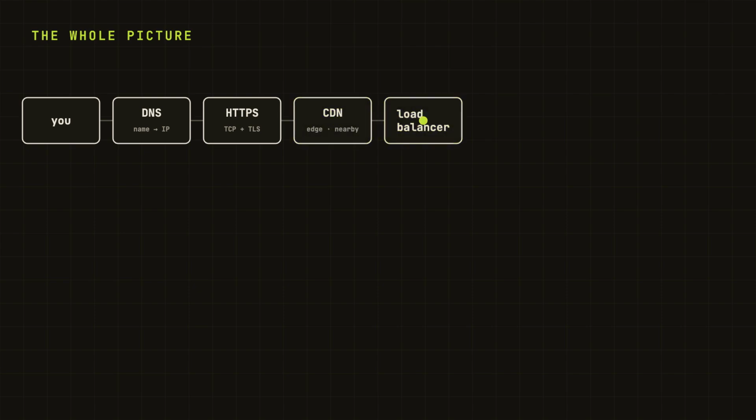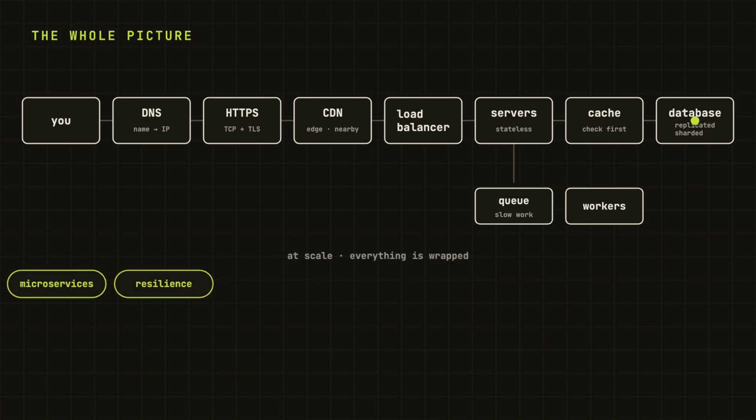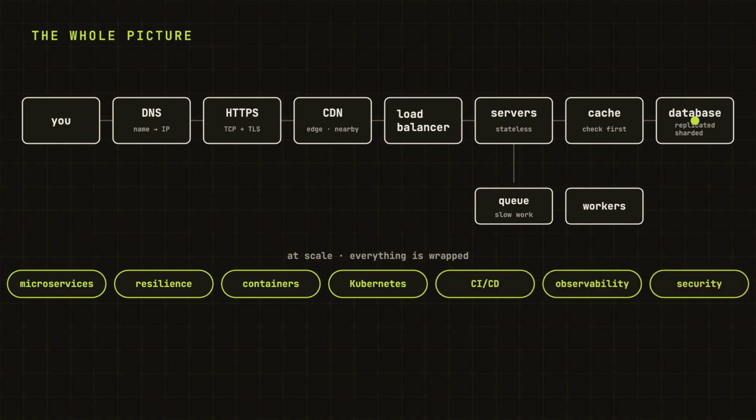The request hits a load balancer, which spreads it across many stateless servers. A server checks a cache first, and only asks the database, which is replicated for reads and sharded for size, if it has to. Slow work like emails is dropped onto a queue for workers to handle later. At scale, the whole thing is split into microservices, protected by rate limiting, retries, and circuit breakers, all packaged in containers, run by Kubernetes, shipped by CI/CD, watched by observability, and wrapped in security. And that is a modern website, end to end.